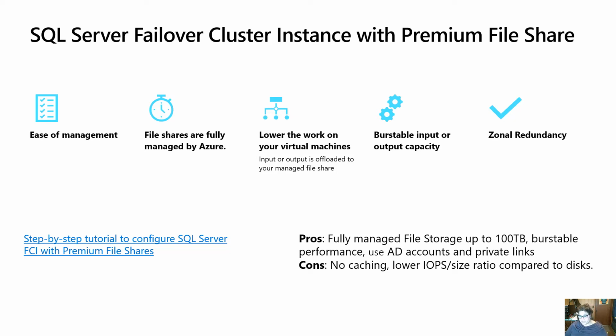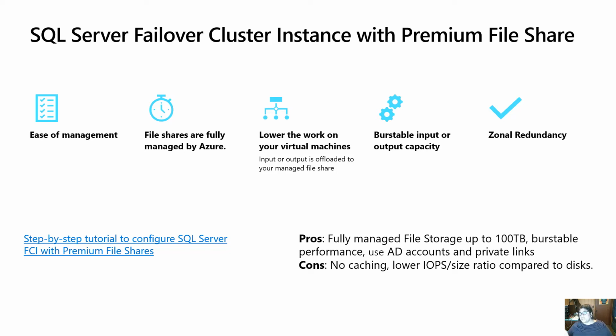So you have to have some kind of shared storage, and there are a few different options for that. The first one is premium file share. This is essentially a file share using the SMB protocol to connect. This is where you would put your SQL Server data files directly on the file share. It is easy to set up and easy to manage, and it provides zonal redundancy, and all of this is managed by Azure for you.